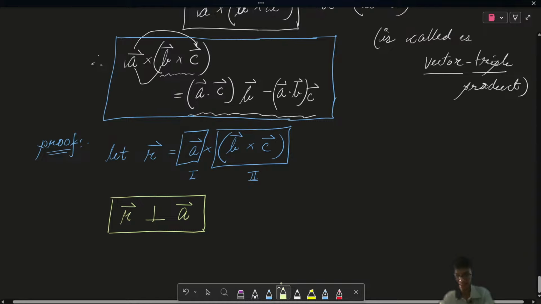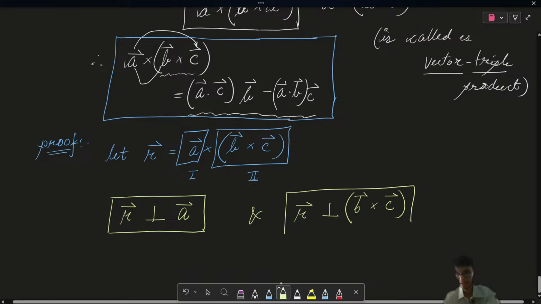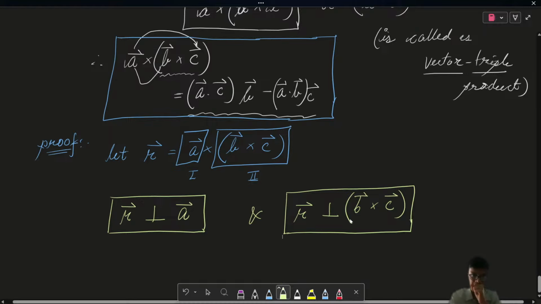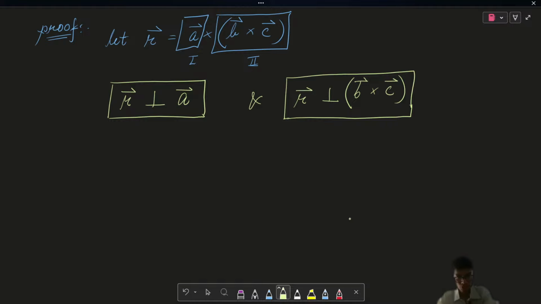So therefore, I can say that my R vector is going to be perpendicular to A vector, and my R vector will also be perpendicular to this particular vector, that is B cross C vector. So the R vector will be perpendicular to both these vectors. I hope this is clear, right? Now, let us understand what this means geometrically.